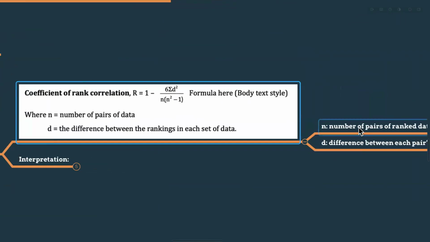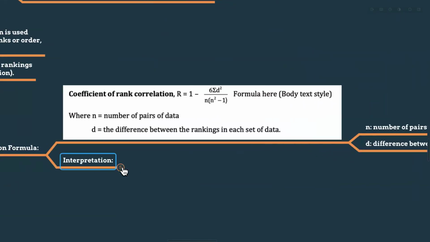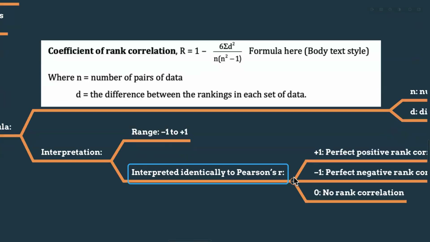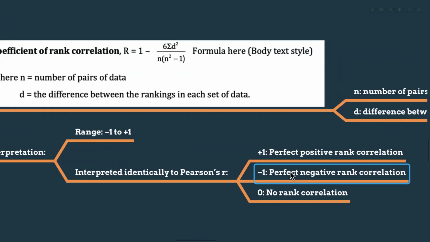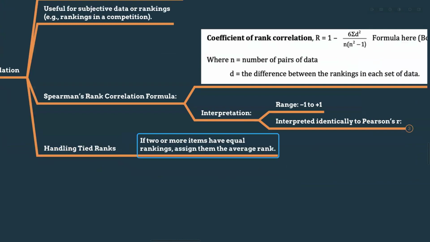In this formula, n is the number of pairs of rank data, and d is the difference between each pair of ranks, and the interpretation is here. It will range from minus 1 to plus 1, interpreted identically to Pearson's r. So plus 1 is perfect positive rank correlation, minus 1 is perfect negative rank correlation, 0 is no rank correlation, right? And handling tied ranks: if two or more items have equal rankings, assign them the average rank.